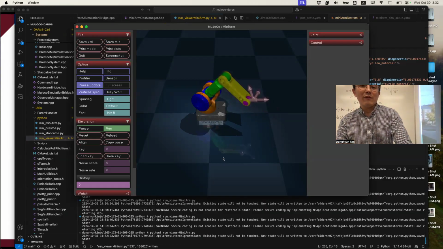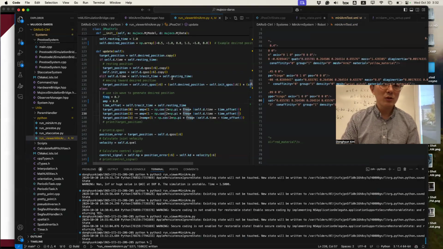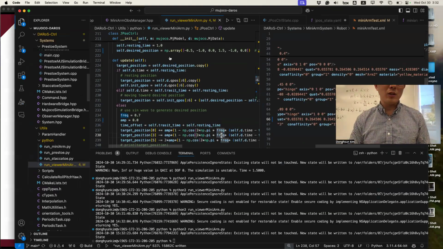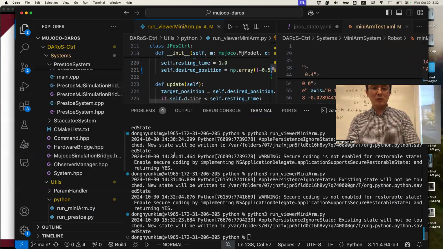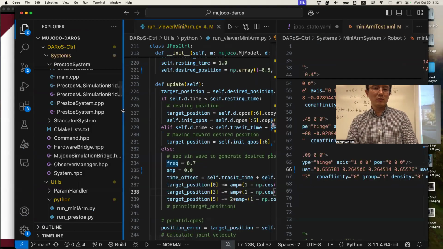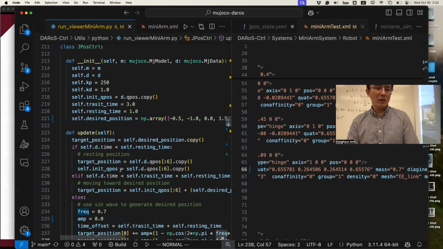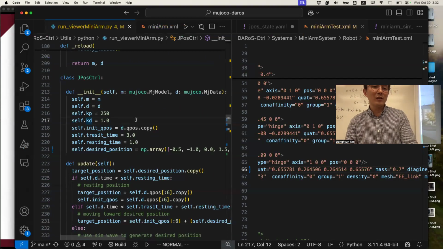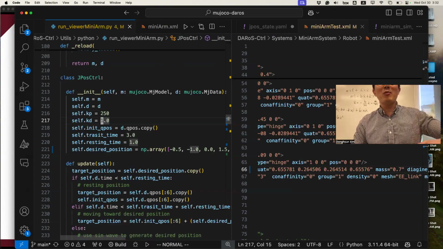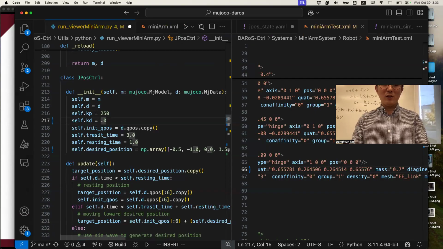Okay, this is definitely an underdamped system, right? Let me increase the damping. Where is my Kd? Okay, my Kd is here. You can see my Kp is 250 and Kd is 1, so it's way below a critically damped system. Let me increase it to like 40.